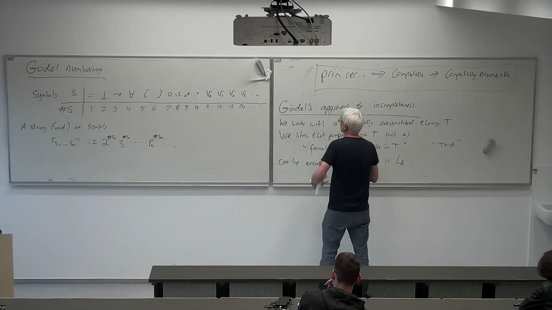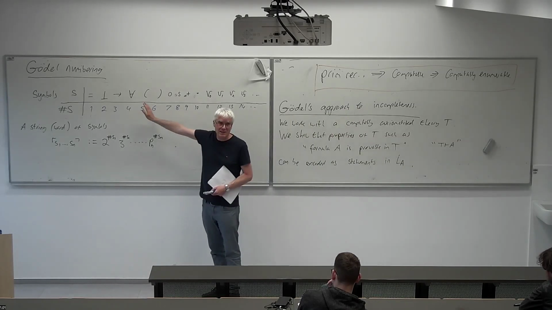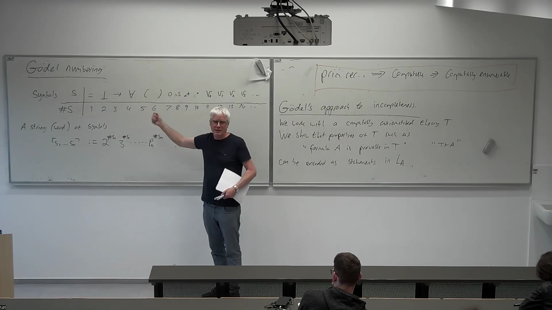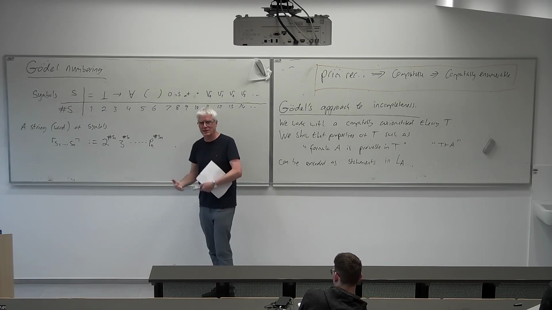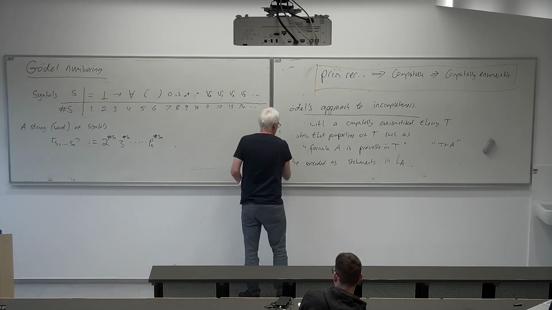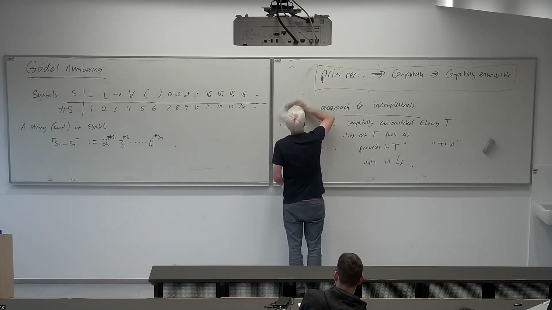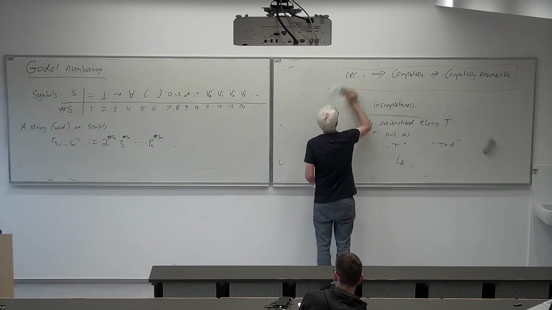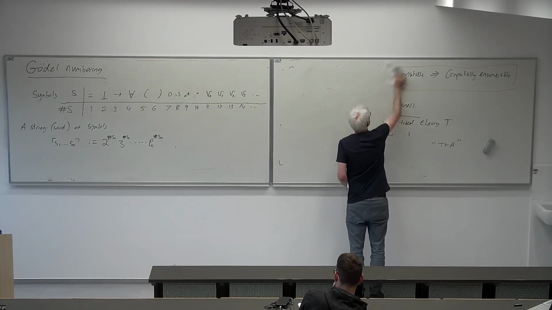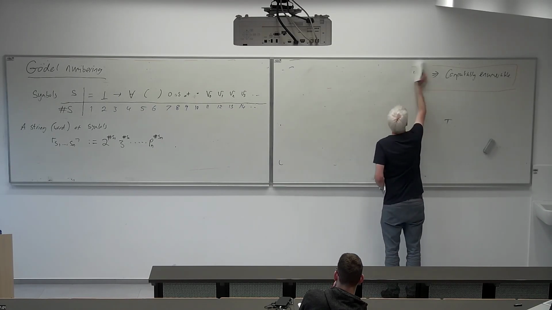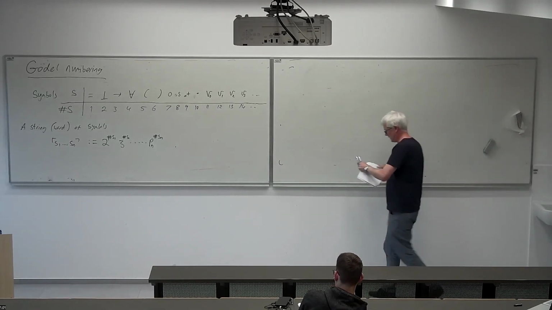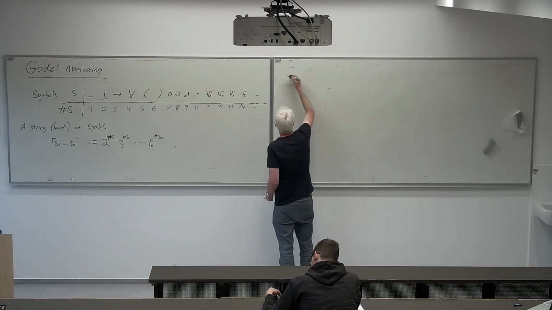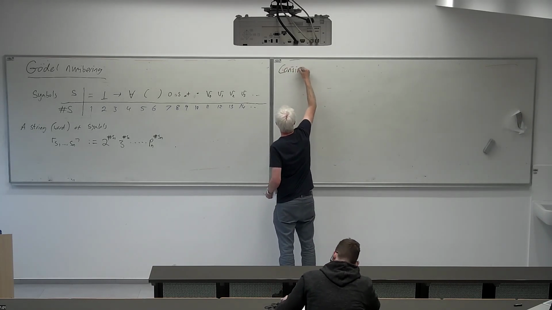So now let's consider some properties we want to state of numbers that will recognize, will say this number represents something syntactic that we're interested in. So let's consider some, so consider the following relations on numbers.